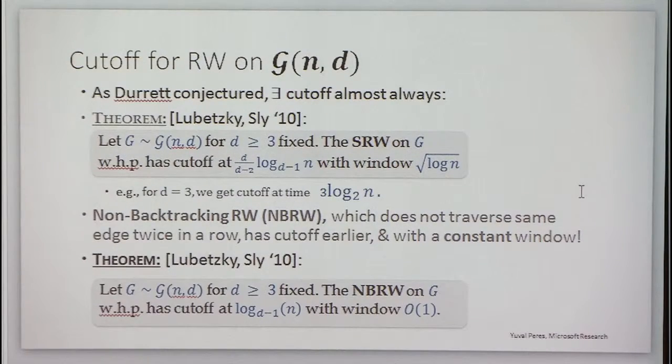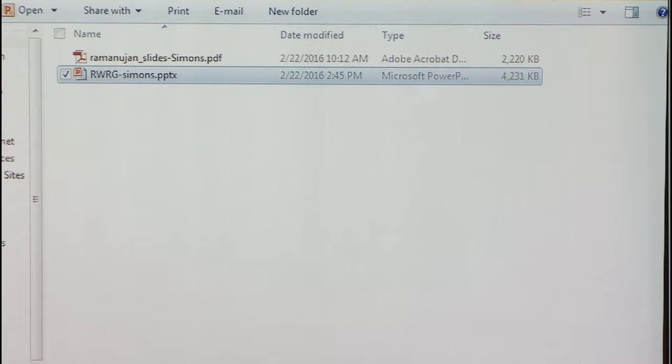It turns out that you don't have cutoff for all d-regular expanders. So characterizing which d-regular expanders have cutoff is still a challenge. Let me now switch to focus on the Ramanujan graphs.